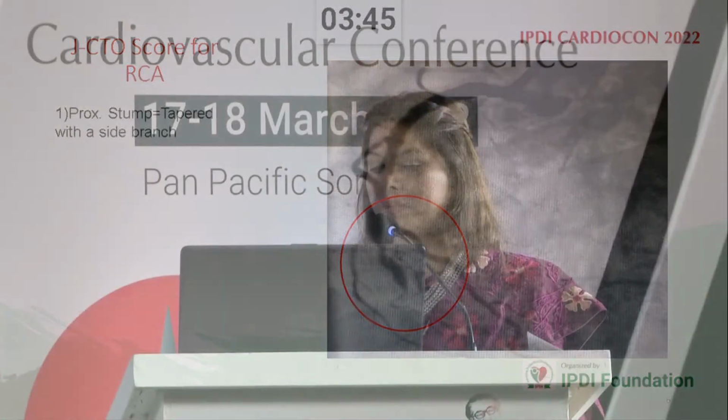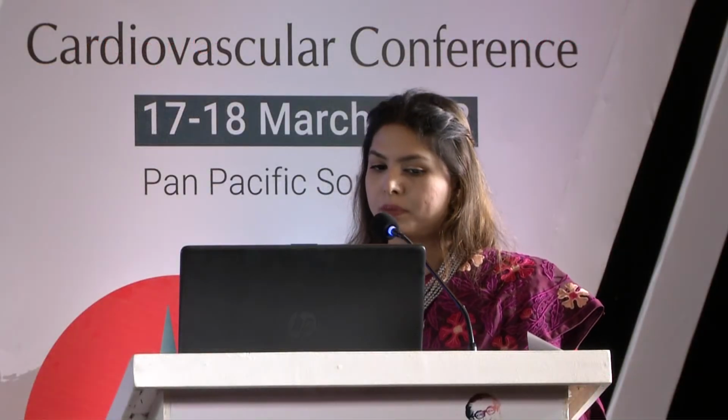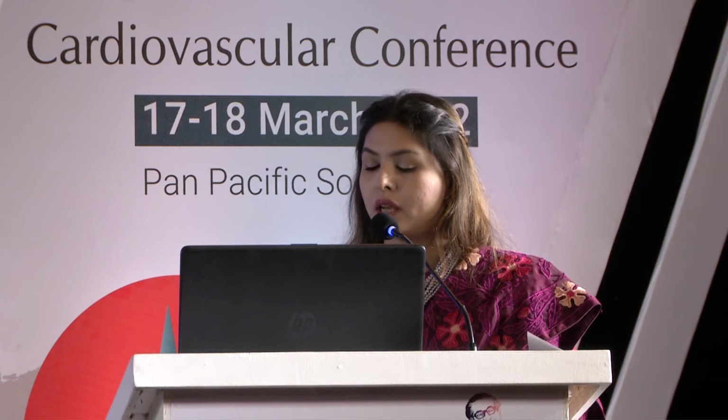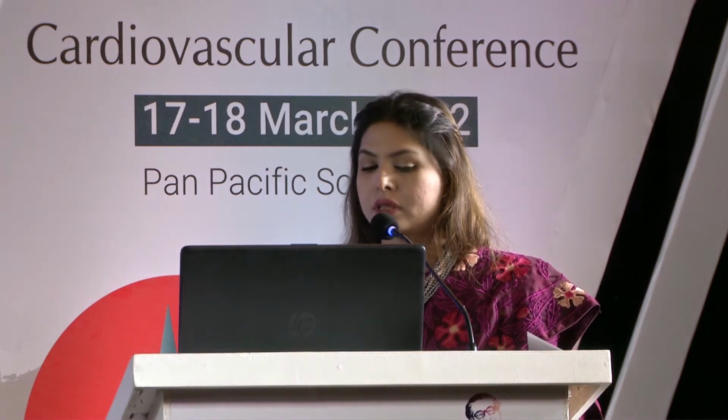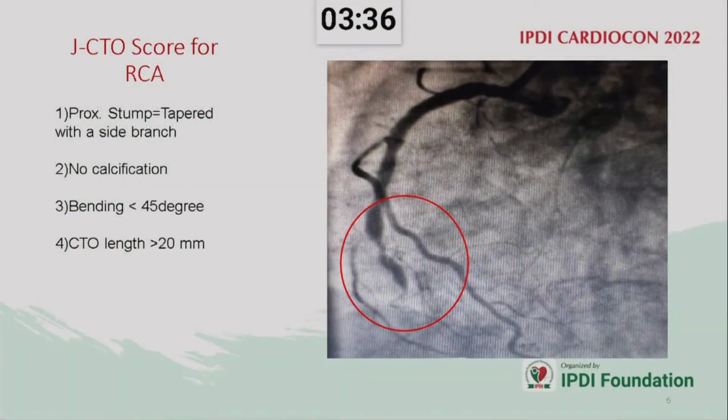If we consider our patient, the proximal stump was tapered with a side branch. There wasn't any obvious calcification. Bending was less than 45 degrees, length was more than 20 millimeters, and there was a failed previous attempt. So the J-CTO score for this patient was 2, and this was a difficult case. Considering all this, we planned to go for the antegrade approach, and if this failed, the retrograde approach, because there are some septal collaterals supplying the distal RCA from the LAD.